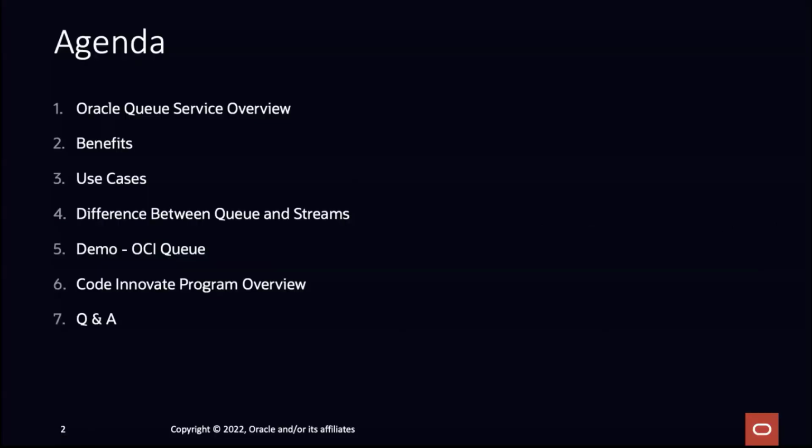Welcome everyone, and this is the agenda for today. We'll go through a quick overview of what the Oracle Queue Service is. I will go through the benefits of Oracle Queue Service, and simple use cases in which it can be used. Then we'll go through the difference between queues and streams, or maybe the difference between different message brokers that are available in the market today. We'll do a quick demo of the OCI Queue Service as it looks from the console. We'll also go through a simple code written in Java to put messages in the queue and get messages from the queue. And at the end, we'll go through the Code Innovate program overview.